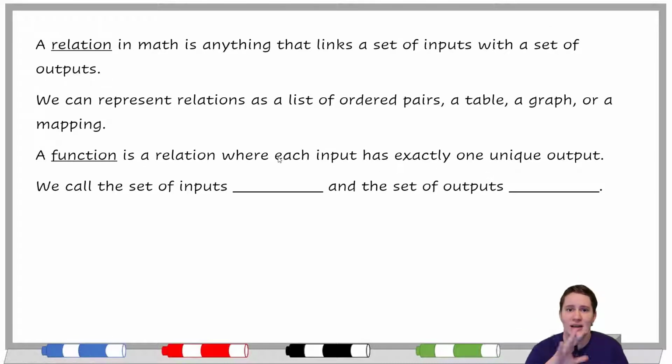Okay, so just about anything we talk about in math is a relation. What we do is we relate things to each other. The most common way we do that is that we relate x's and y's together. And typically we do that with an equation, with a set of points, with a graph.